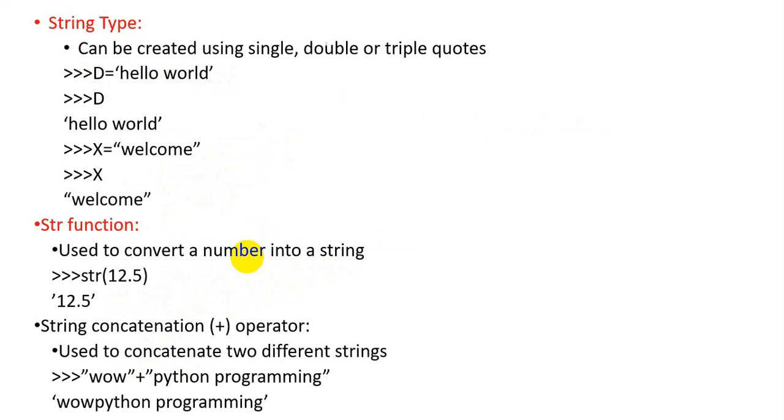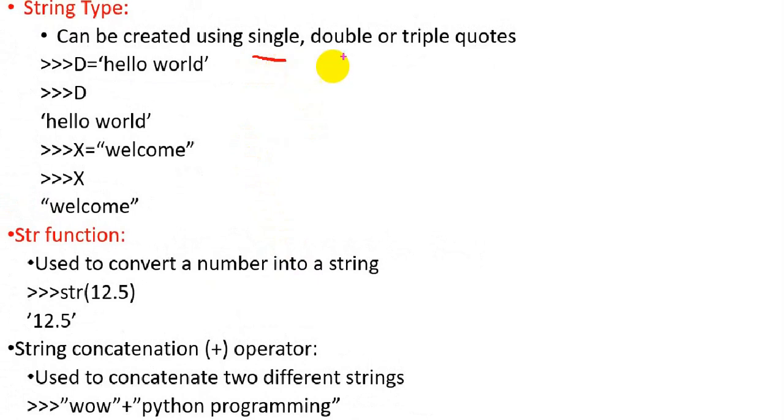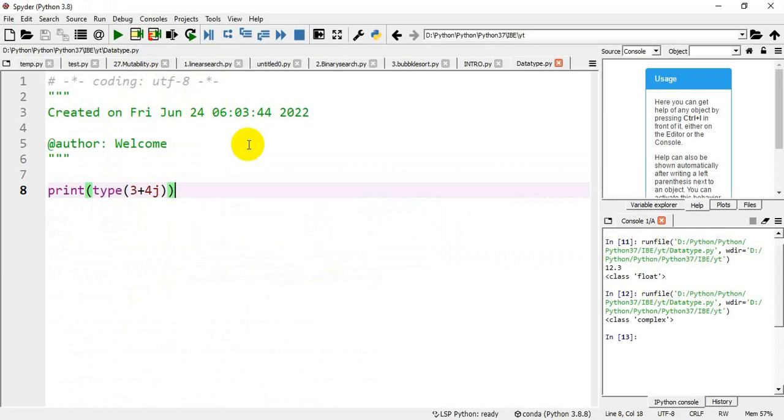Next, we are going to discuss the string data type. For a string, we can use single, double, or triple quotation. All three are possible. d equal to 'hello world', I am using a single quotation here. Here, x equal to "welcome", I am using a double quotation. When I print x, I will get welcome. The str function converts a number into a string. For example, str of 12.5 will give '12.5'. We'll see a demo of the same.